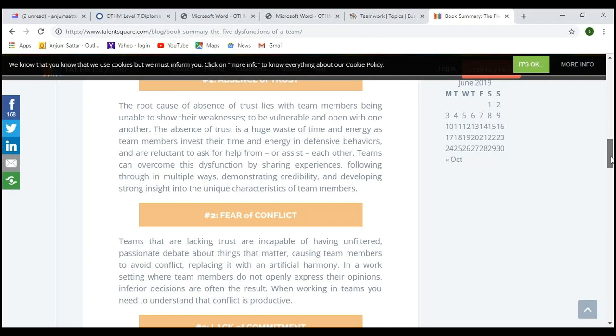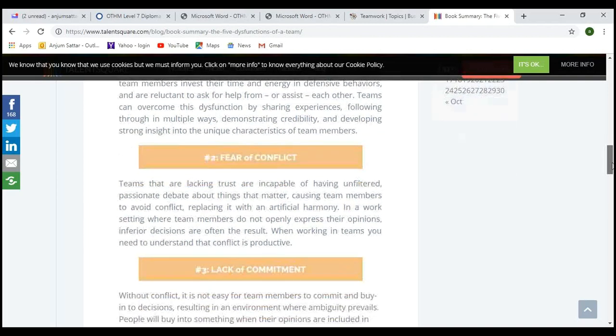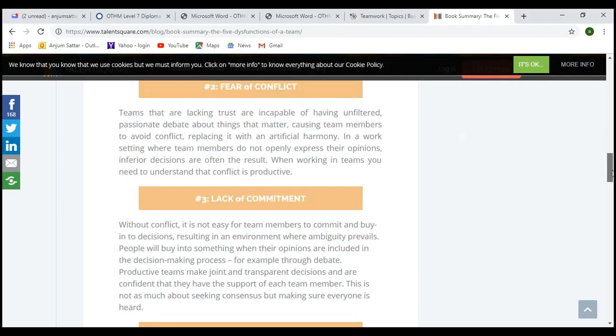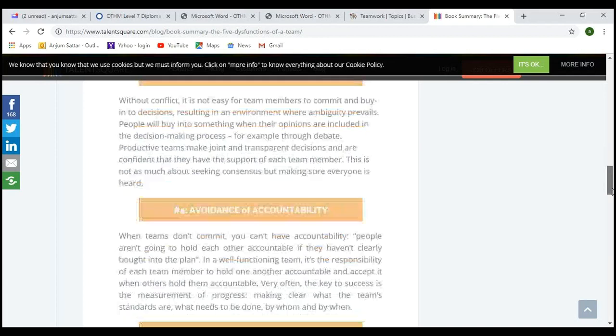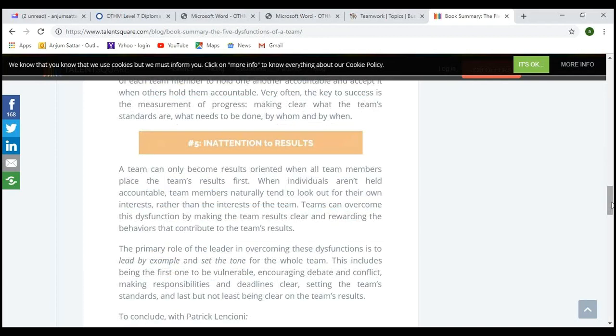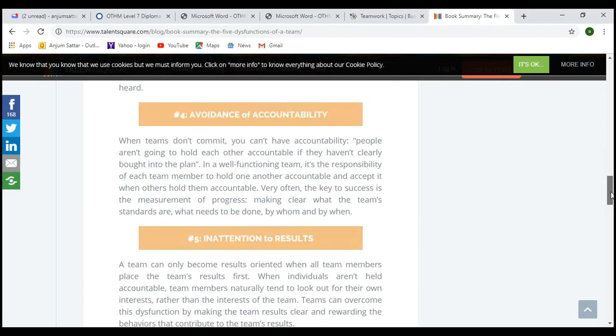A team that lacks trust is incapable of having healthy conflict. So we need to look at the lack of commitment, and we need to increase the commitment. A lack of commitment ultimately leads to poor performance. Then there is inattention to results, so we need to increase attention. And I missed one: avoidance of accountability. We need to make sure people are accountable.